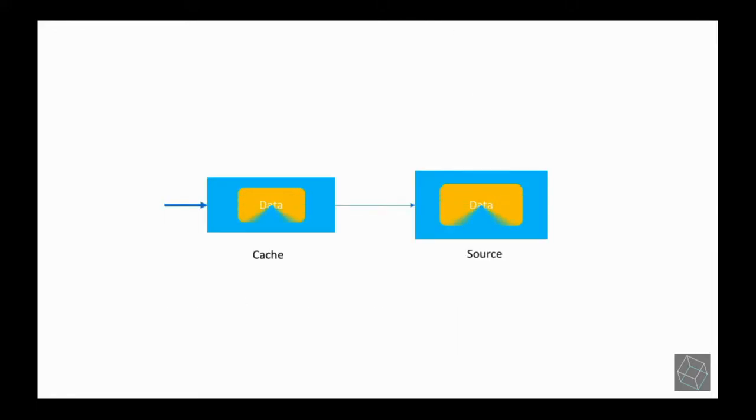So caching is a process of copying data into the cache. Cache is basically a temporary storage primarily used to improve the performance of an application. So there are around four scenarios in which you can use caching.